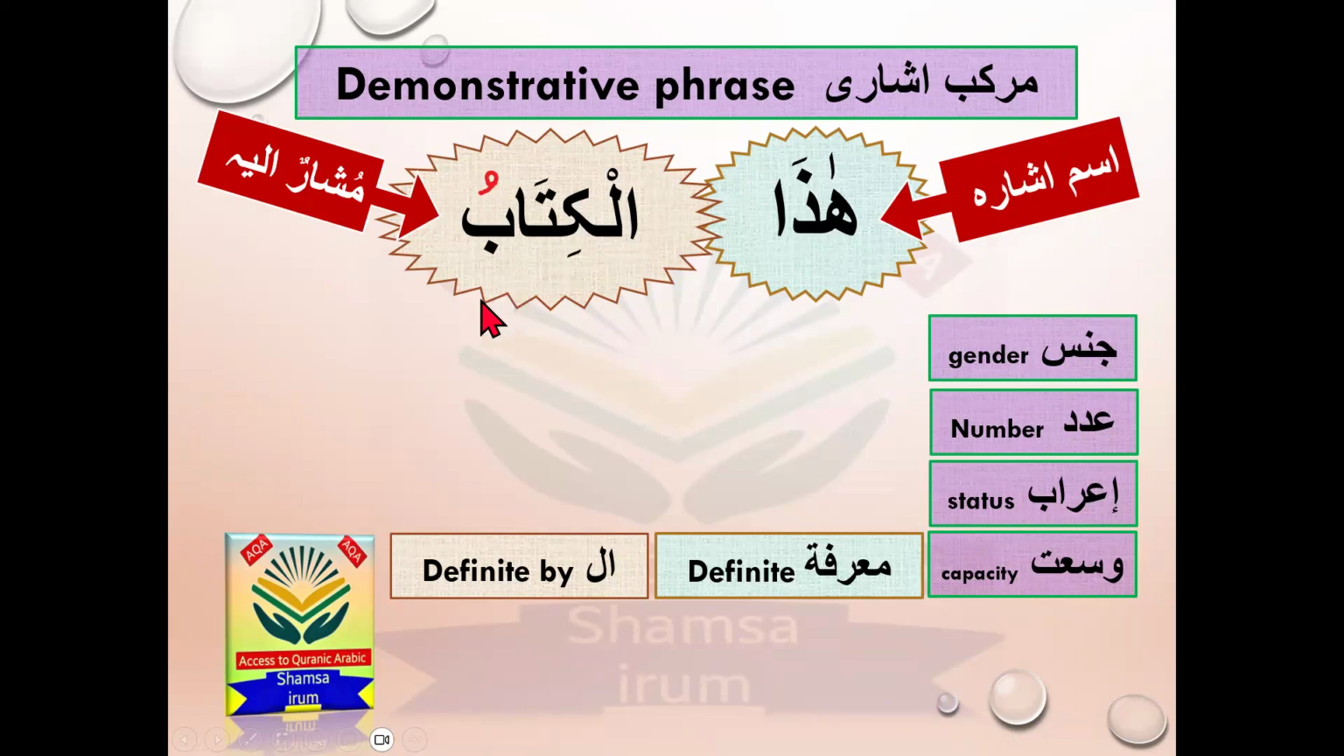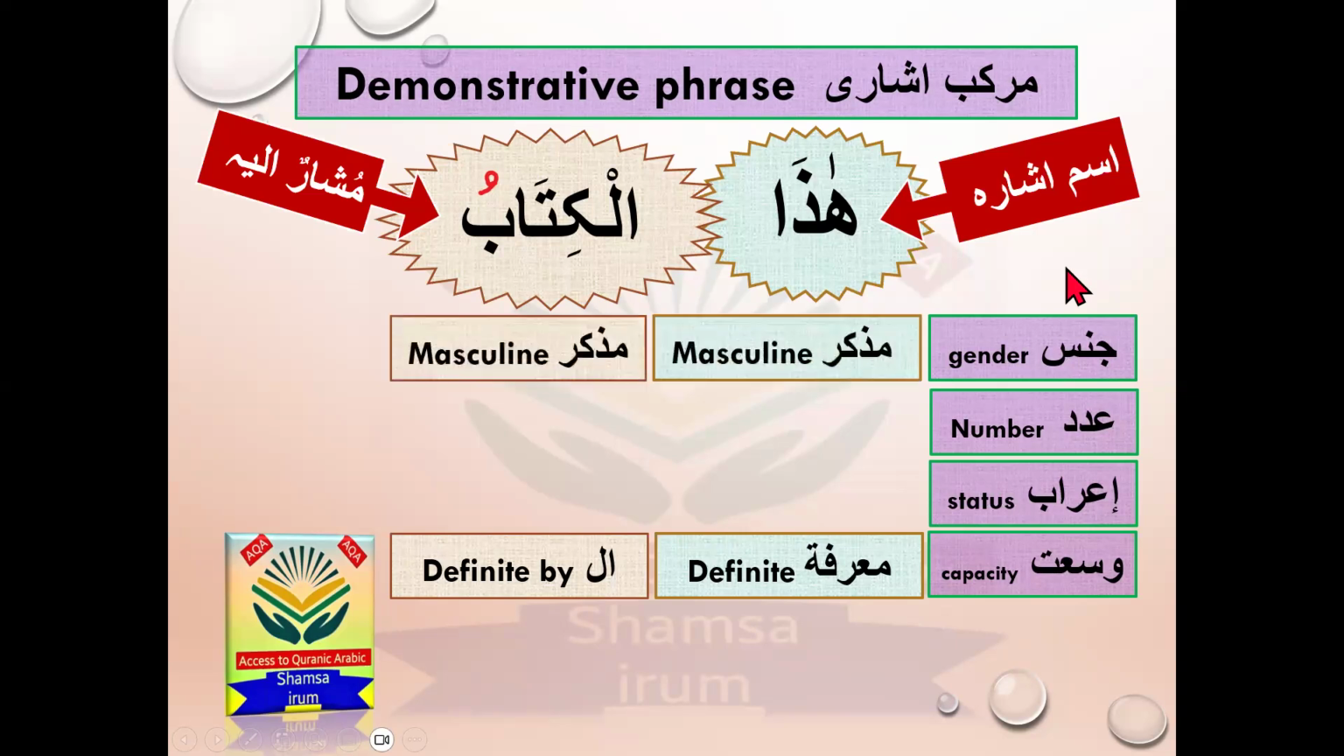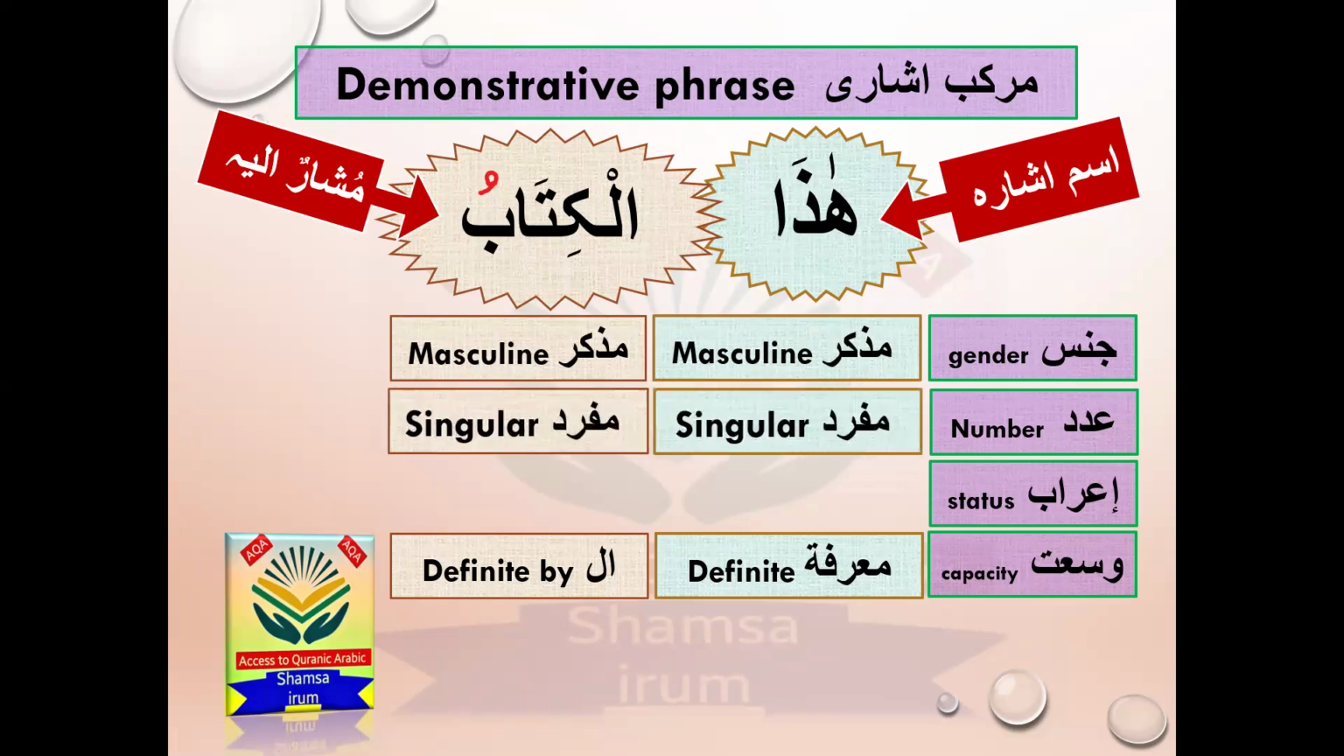Okay, now we will check all the qualities. Are they the same in all these characteristics? First, we will check the jins, the gender. Look, they both are the same in gender. They both are masculine, muzakkar. In adad, they both are singular. They must match with each other.